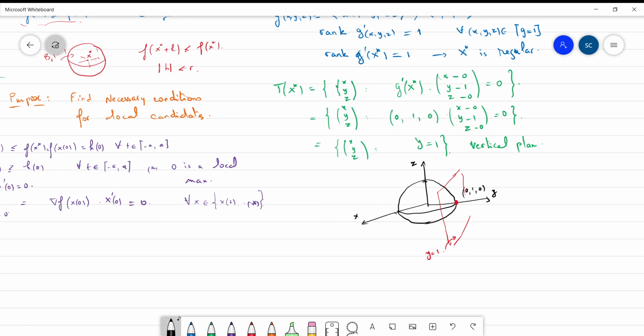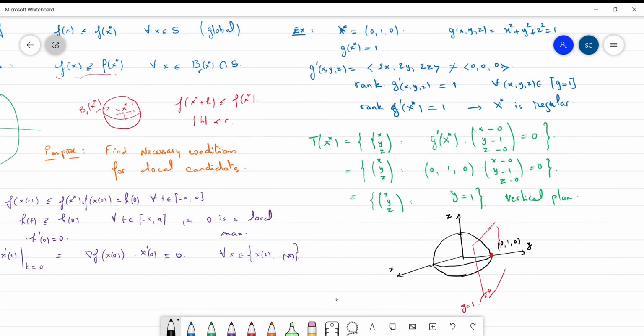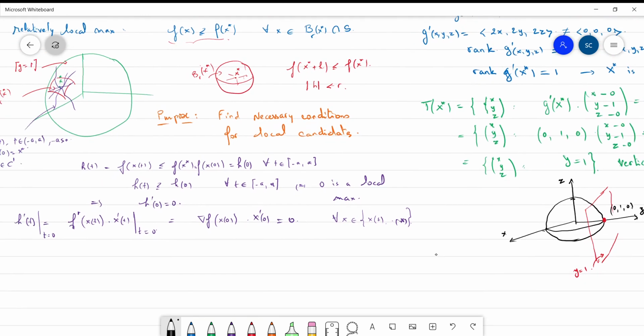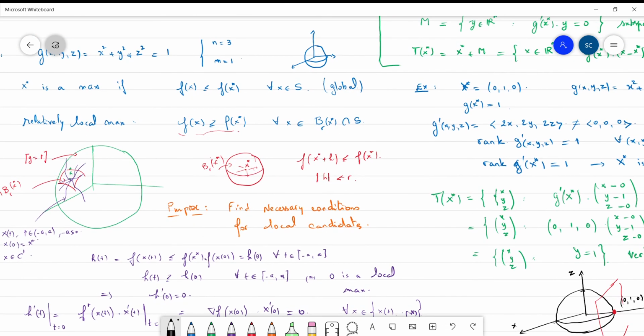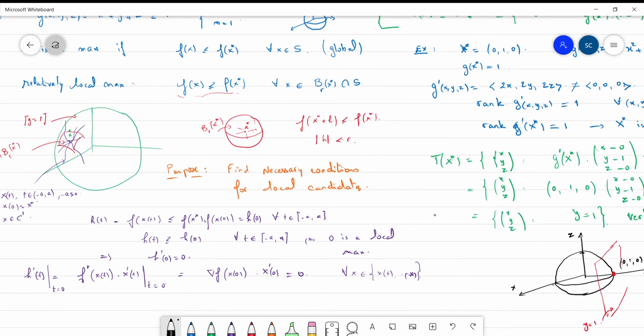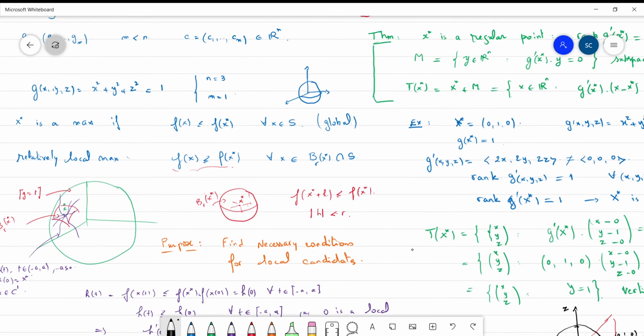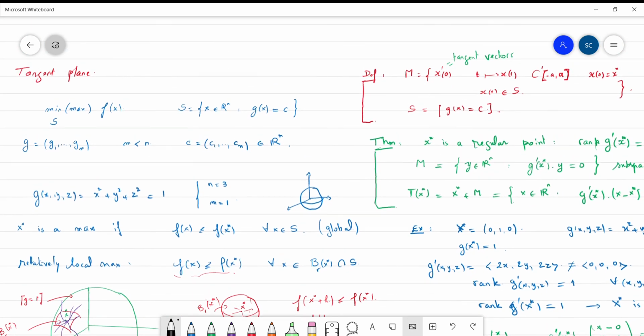This is the importance of introducing the tangent plane, because we need it later for characterizing candidate points for optimization problems with equality constraints.